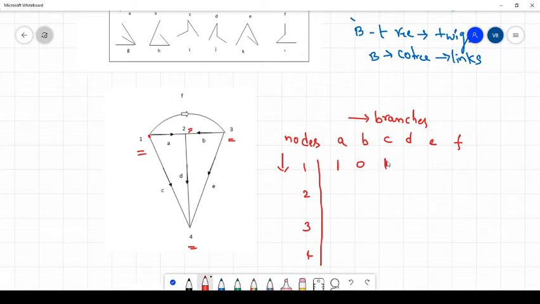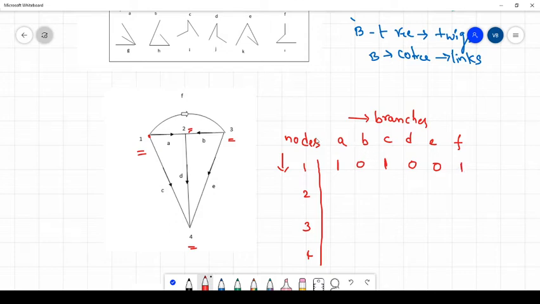Okay, 1. Are you understanding? So this is 1. Next one, D. D is not connected to that particular node. So that value should be taken as a 0 here. Okay. Next, E branch is also not connected. So you take that value as 0. F branch is connected. That is also away from that node. So you have to take 1.